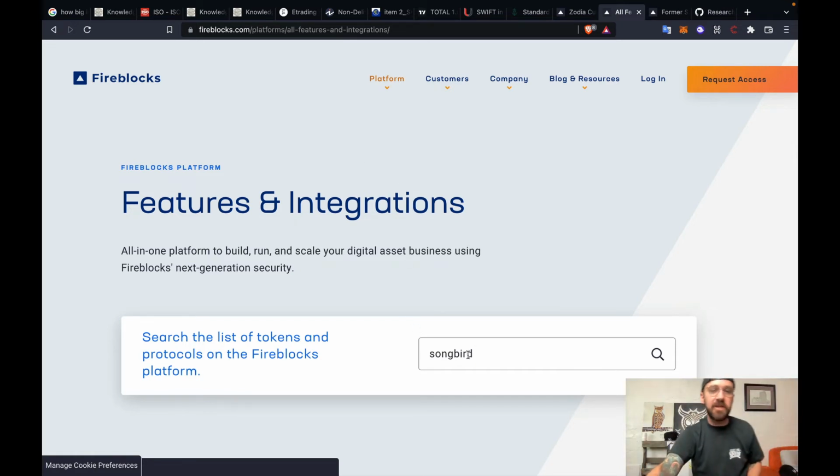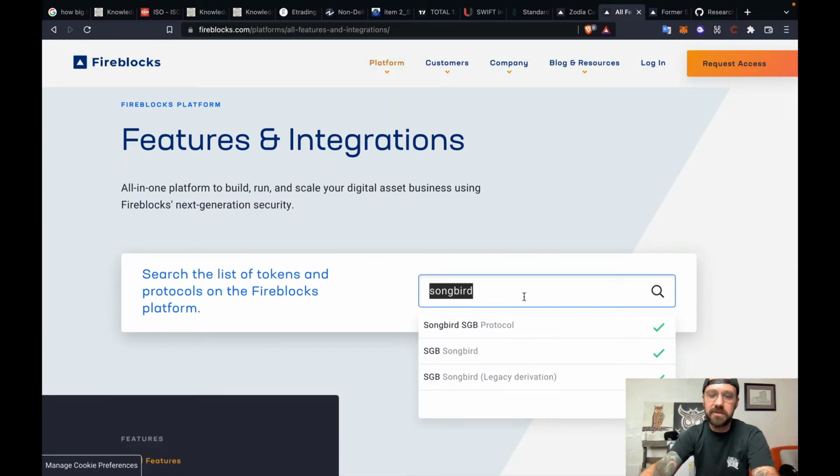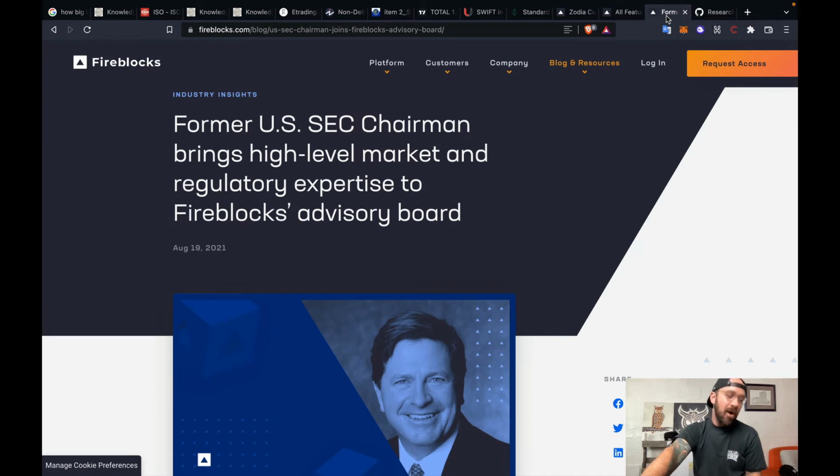Fireblocks features and integrations. Certainly interesting to look through some of the protocols that they are supporting. You can see XRP, you can see Avalanche, and yeah, they have Quant. They obviously have Bitcoin, Ethereum, Bitcoin Cash, Satoshi's Vision, all of these different things. And I would very much pay attention to Fireblocks because they have some heavy hitters.